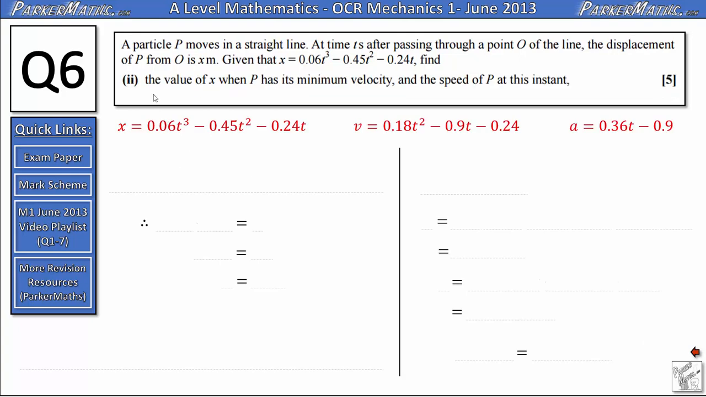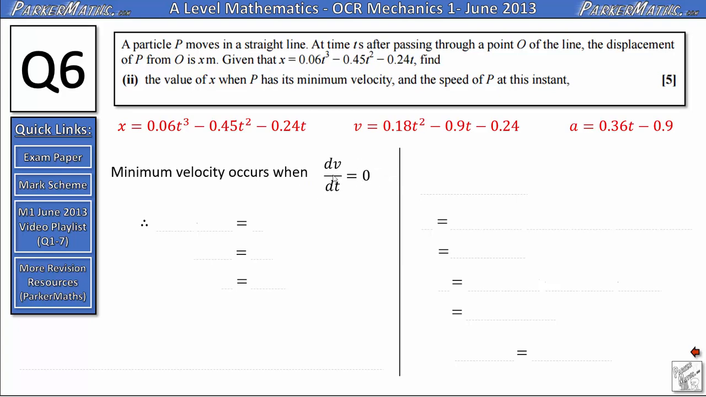In part 2, we need to find the value of x when P has its minimum velocity and the speed of P at this instant. Up here we've got our expressions from part 1, and if we think about the velocity and drew the graph of it, because the largest power is t squared, it will be a u-shaped parabola. And to find a minimum point on that graph, if you remember from Core 1, we would differentiate it and set dv dt equal to 0.